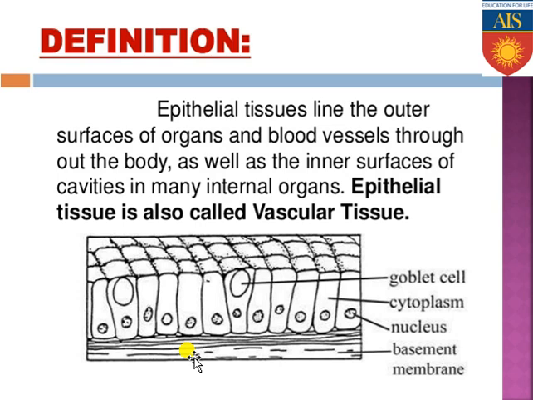So for that reason they are also called vascular tissues. As well as, on the surface of the epithelial tissue cells the blood vessels are also distributed, so for that reason also this can be considered a vascular tissue. So mainly we can understand that epithelial tissue is present in our body for protecting, covering, secreting, and absorption purposes.